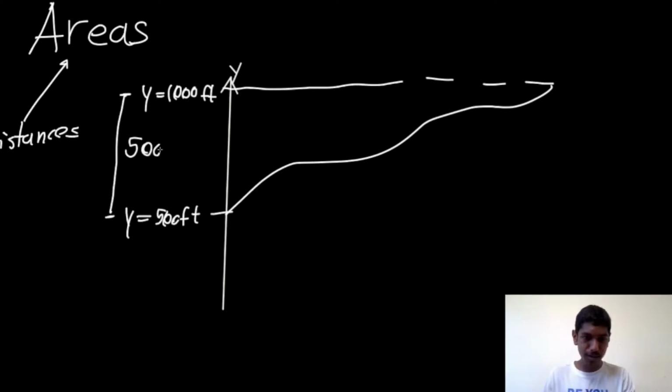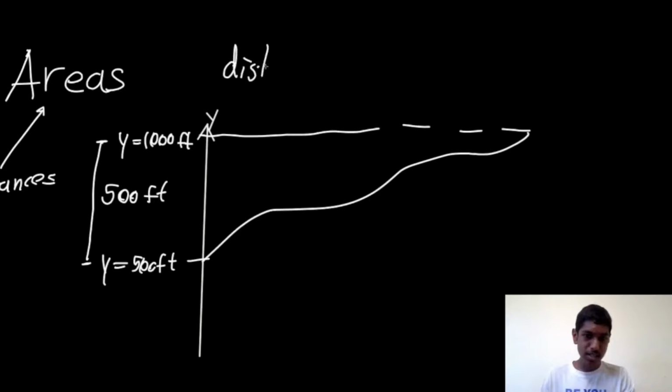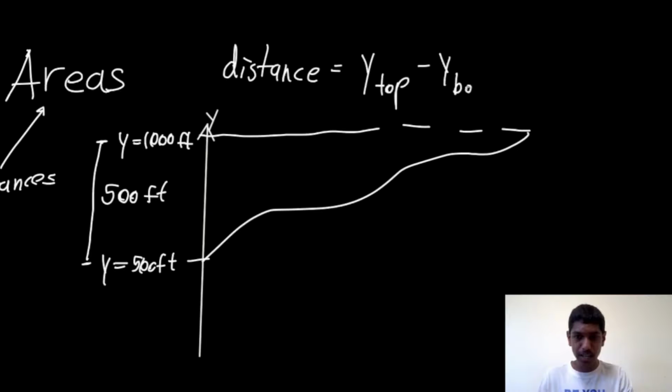That's right, 500 feet. It's 1,000 minus 500, right? And so what we really did here was we took the y-coordinate of the top point, which we wanted to find distance, and then we subtracted the y bottom. So here y top was 1,000, and then we subtracted y bottom, which was 500.